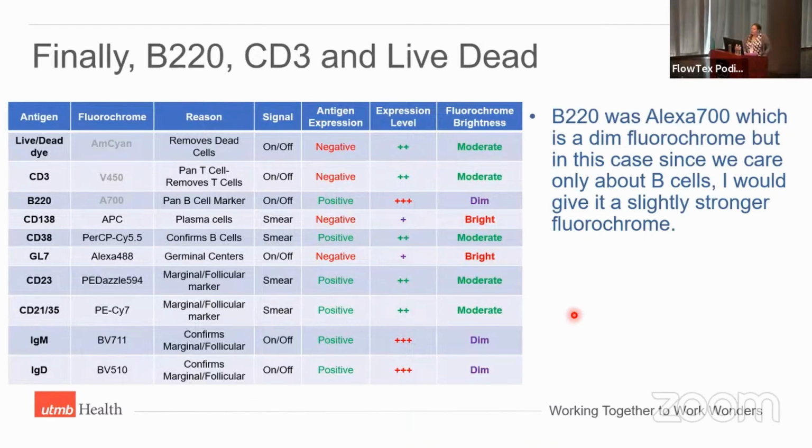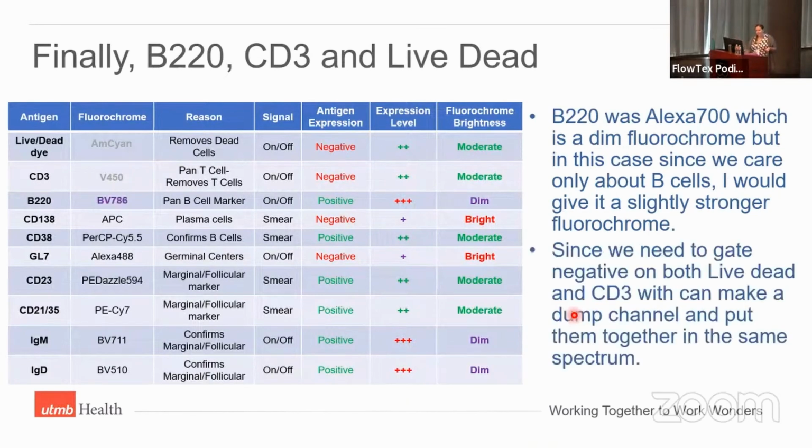And that was only because the PI was like, wow, the data looks so good. Is this the best we can make it? So then we went through and we changed it. So we ended up making a dump gate and adding CD3 and live dead into a similar channel. And we gave B220 a slightly brighter fluorochrome because B cells were the population of interest in this case.